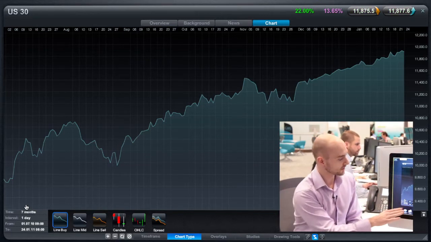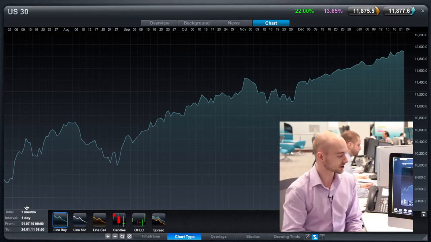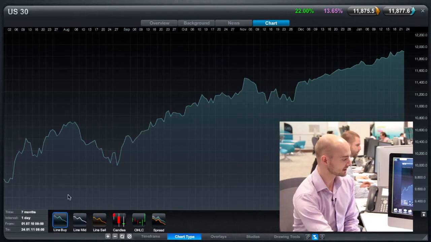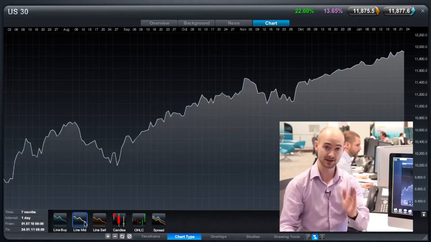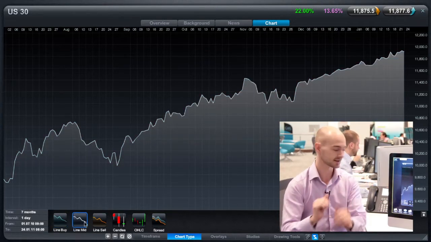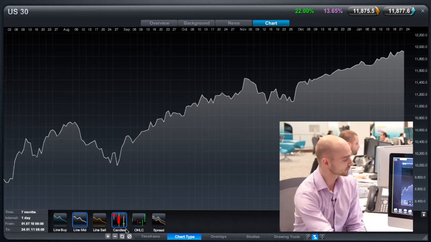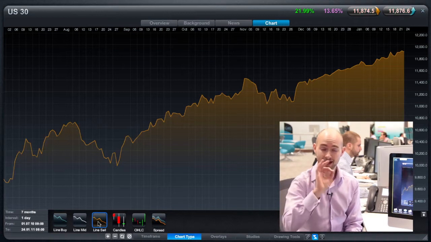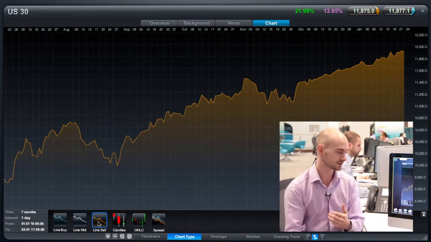So you might notice as well that there's a whole host of different line charts to choose there. We've got line buy, which is simply plotting all the buy prices. We've got line mid, which is simply the mid price, so between the bid and the offer, or the sell and the buy price. It takes a price from right in the middle there. And we've also got the line sell as well, which should be quite obvious. It takes the selling price, puts all the points in there and joins it all together.